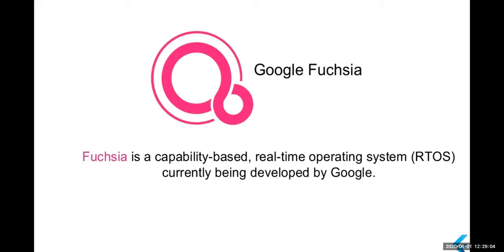Google Fuchsia. So what is Google Fuchsia? It is a capability-based real-time operating system currently developed by Google. First, I'll tell you what the problem was with Android. Android was released back in 2005 or so, and it was built on a Linux kernel. But the Linux kernel is not something made for touchscreen and mobile devices, though it still worked fine. We are using Android today and there are no issues. But compare it with the Apple ecosystem.